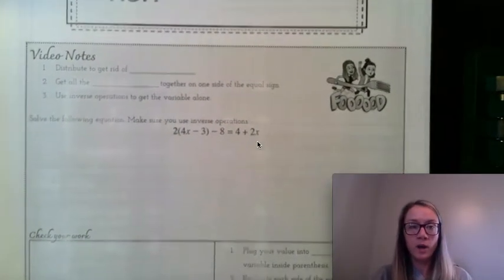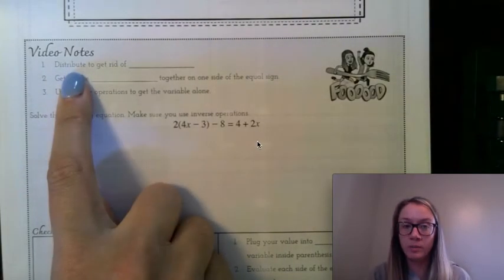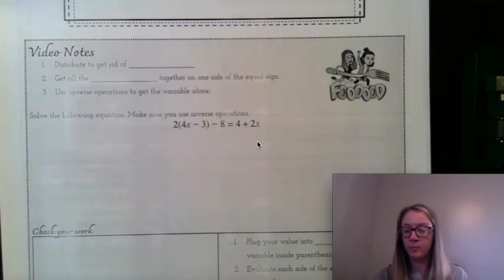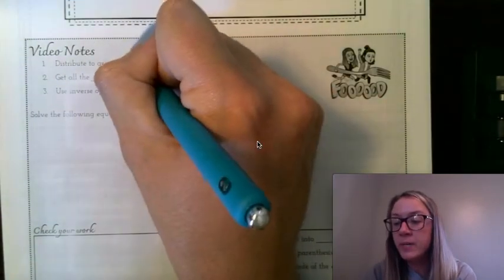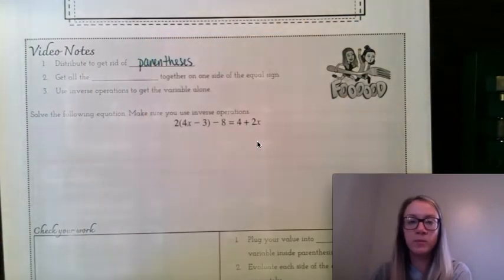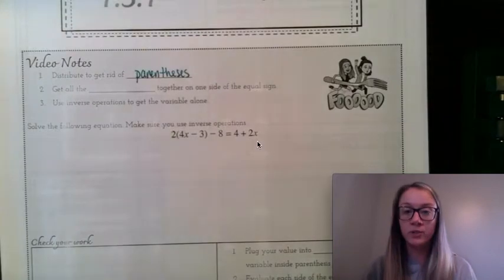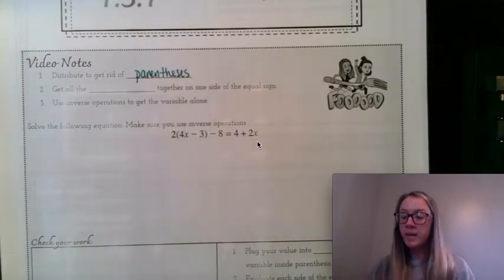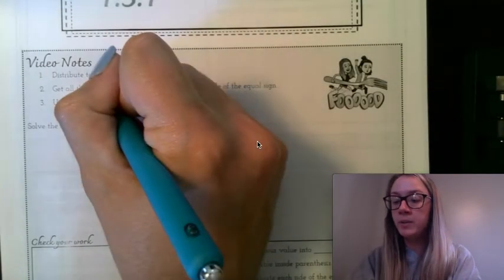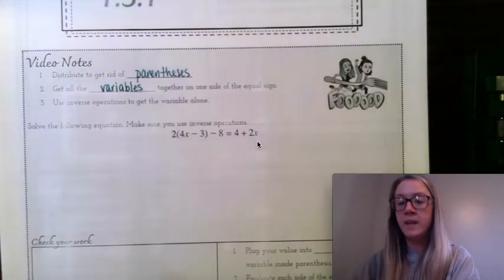So for our video notes, the first thing we want to do is distribute to get rid of parentheses. If we don't have parentheses, then that's great. We can move on. But if we notice parentheses, we want to get rid of them first, so we want to distribute. Then we want to get all the variables together on one side, and we want all of the constants on the opposite side.